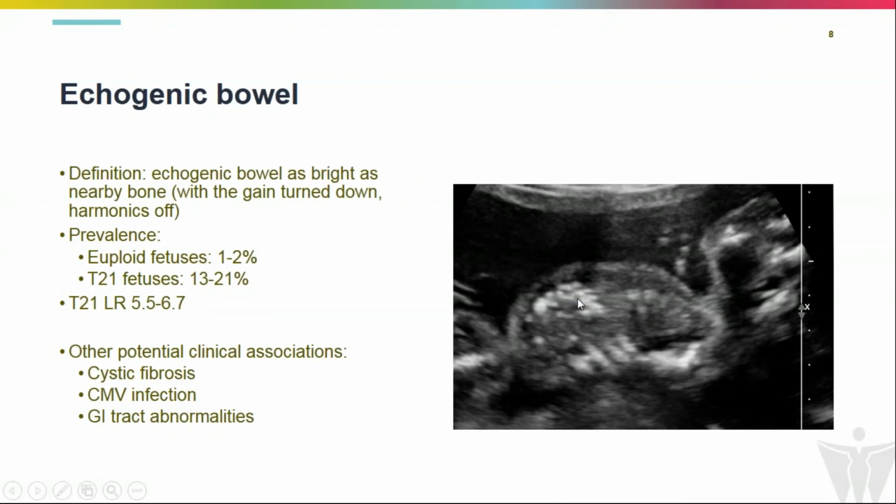The bowel is considered echogenic when it appears as bright as the nearby bone with the harmonics turned off and the gain turned down. We can see this in about 1 to 2% of euploid fetuses and 13 to 21% of babies with Down syndrome. Again, a higher likelihood ratio of 5.5 to 6.7, so a bit more significant. Other things that are within the differential diagnosis whenever we see echogenic bowel: fetal cystic fibrosis, CMV infection, and early signs potentially of a GI tract abnormality.